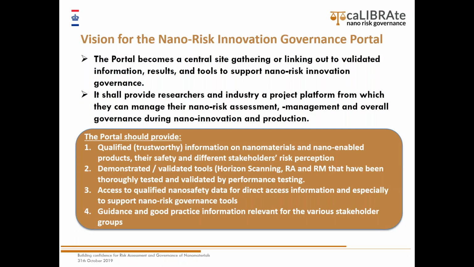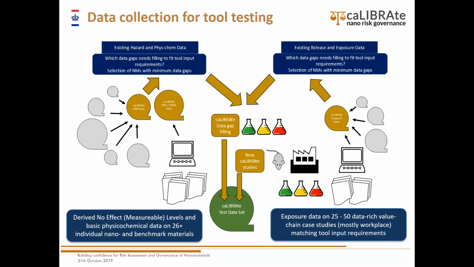So data collection was a big exercise, as I mentioned. Basically, we looked into the existing physical chemical data and hazard data and existing release and exposure data. From collecting those, we found some materials, some case studies that could be further elaborated. Few were actually complete, and that forced us to do data gap filling. It was also necessary to generate new studies to expand the well-defined or information-rich data sets to be able to test our models. So finally, we ended up with 26 plus data sets on materials with derived no effect or measurable effect levels and basic physical chemical data. And these were done on individual nanomaterials and a few benchmark materials as well.